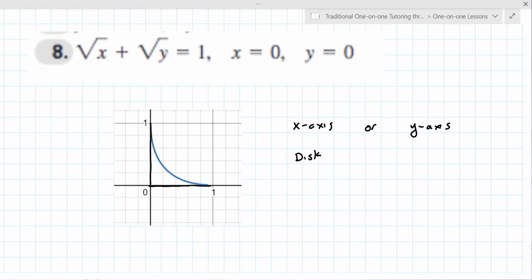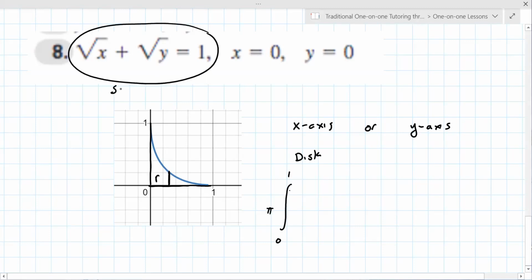It's going to integrate from 0 to 1 of pi, and then we need our r here. So this is our r, which means we need to solve this for y.